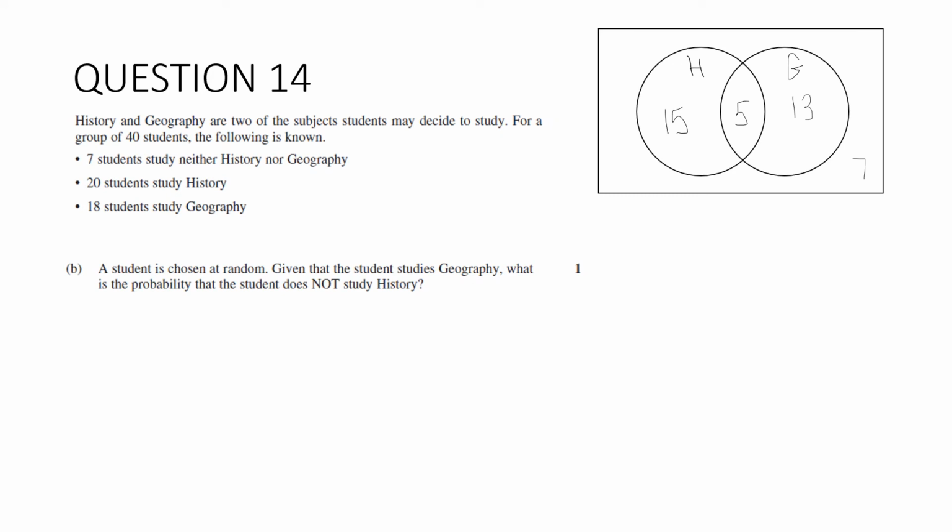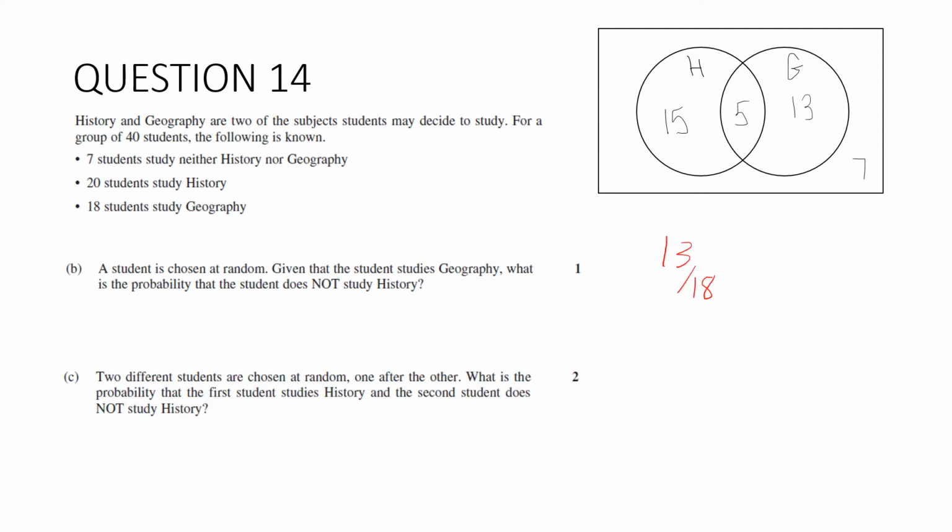Part B, a student is chosen at random. Given that the student studies geography, what is the probability that the student does not study history? So this is a conditional probability question. Now you can use the formula if you want to, but I find it much more intuitive just to use the Venn diagram. So given that the student studies geography, that means out of the geography students, and there are 18 of them, what is the probability the student does not study history? Well, there's 13 of those, so it's going to be 13 out of 18. That's our answer.